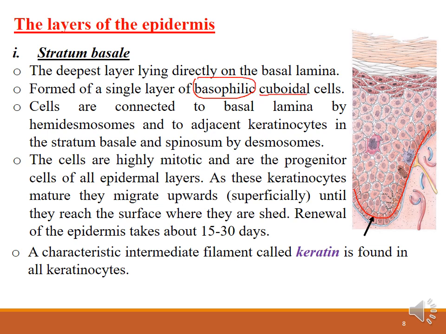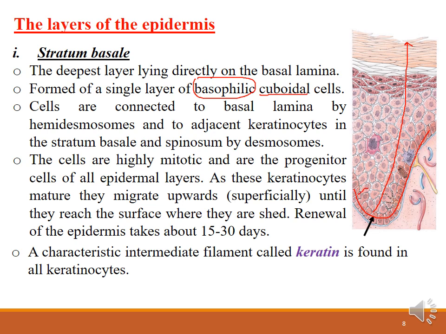Now, the cells of the stratum basale are adhered to the basal lamina by hemidesmosomes, and at the same time, they are connected to other cells of the stratum basale and to the cells of the adjacent stratum spinosum by desmosomes. This is very important to keep the cells of the epidermis connected with each other so that they will not separate. The cells of the stratum basale are highly mitotic cells, and they are considered the progenitor cells of all the other layers. So the cells in the stratum basale will form all the other layers of the epidermis.